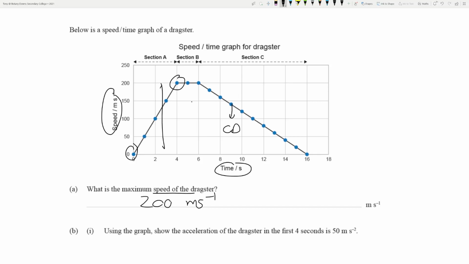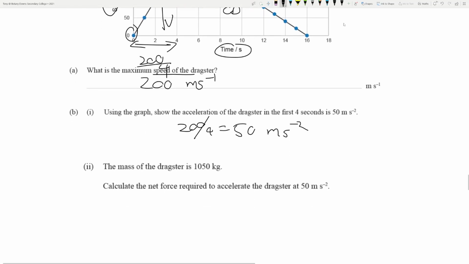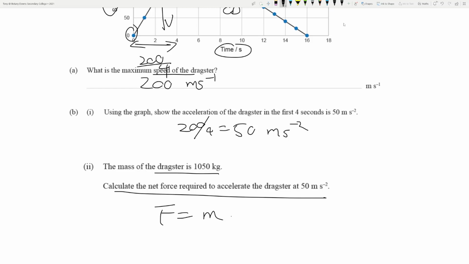Look at the rise is 200. Look at the run is 4, so 200 divided by 4, and that will give us 50 meters per second squared. Don't forget to put your units in. Okay, now we know the mass is 10 over 50. Calculate the force required. So this is where you just go F equals ma, substitute numbers in.